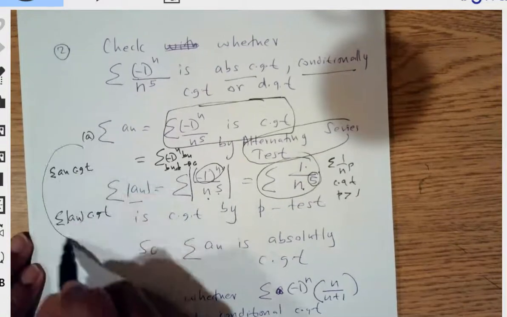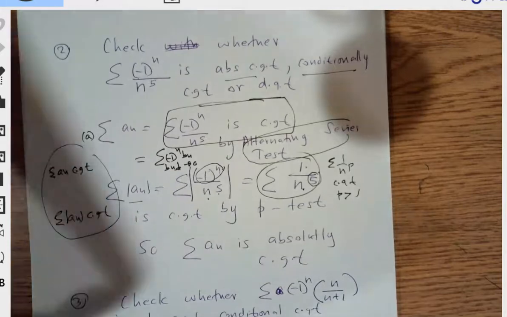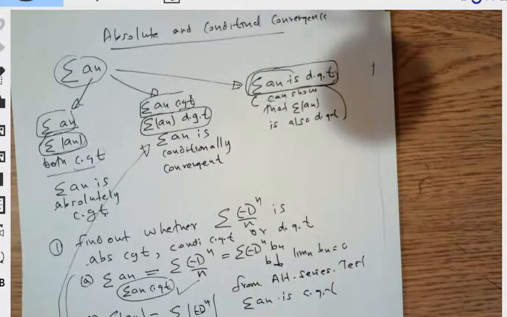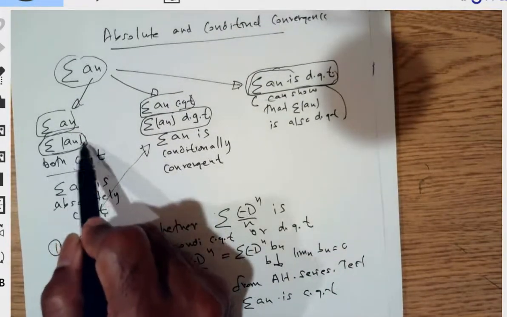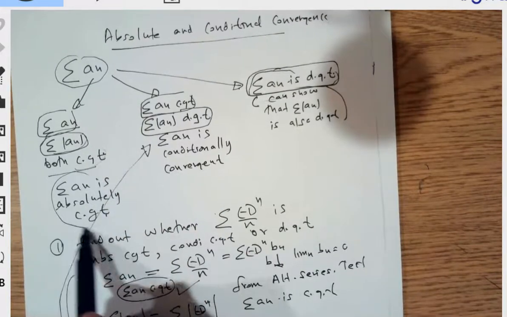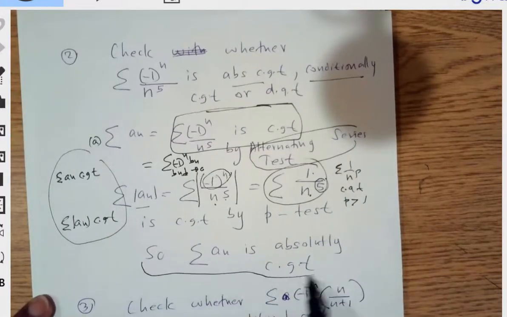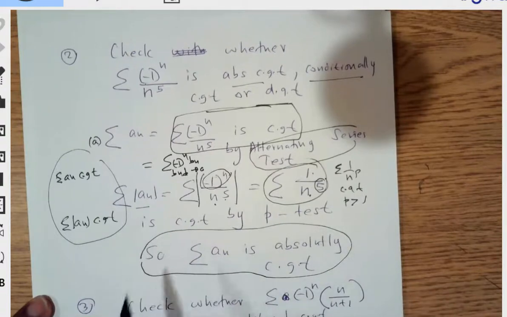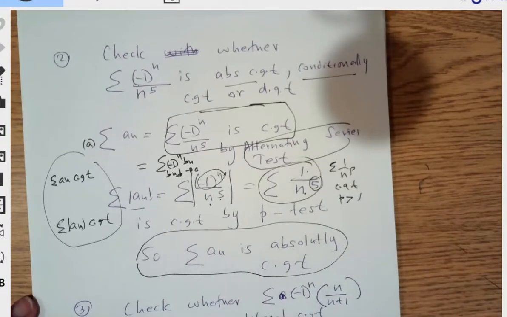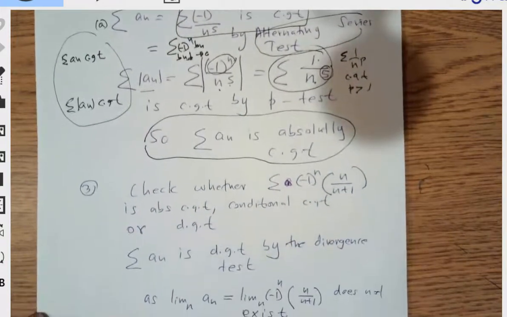Now we ask ourselves, which branch does this belong to? If you look at our first graph, sigma a_n and sigma absolute value of a_n are both convergent. So we can say sigma a_n is absolutely convergent, because both sigma a_n and sigma absolute value of a_n are convergent. Let's take a third example.